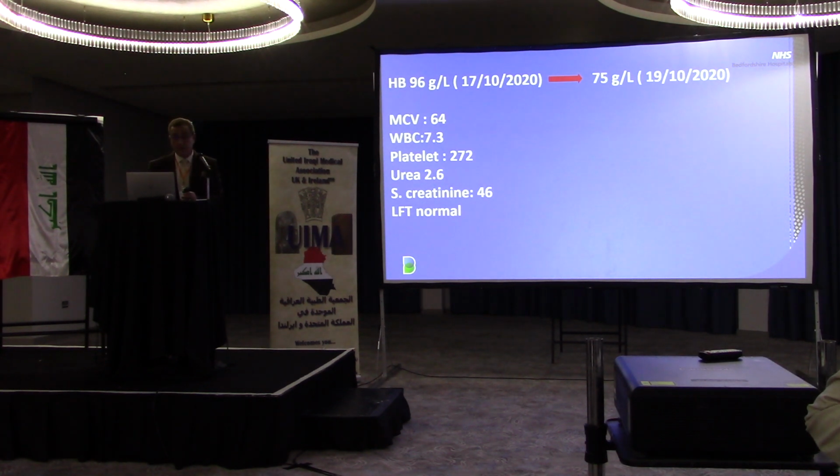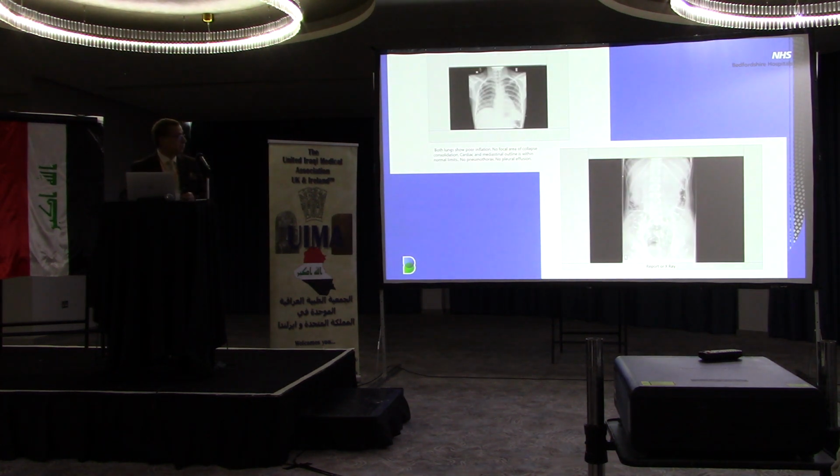But her hemoglobin had dropped to 75. Other parameters were normal. I don't know whether this hemoglobin dropped because there was no active bleeding during her admission, but the drop could be because of hemodilution after fluids were started. So we reviewed the X-ray again.